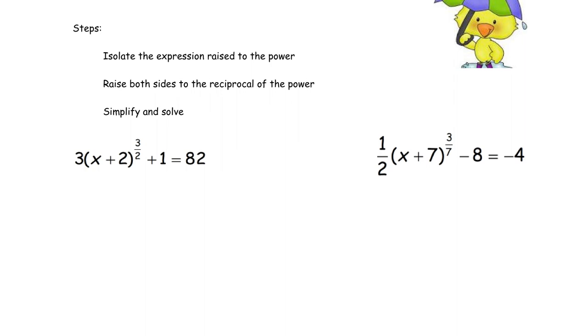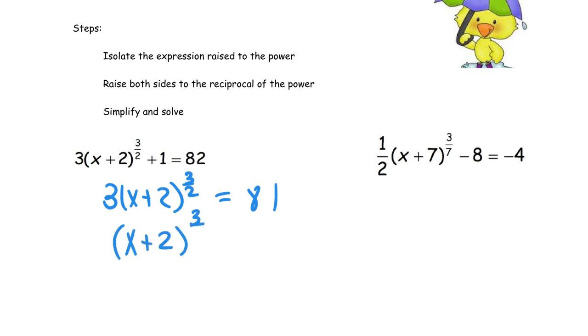We'll go ahead and do it together. Looking at the one on the left, what would be your first step? So I got 3x plus 2 to the 3/2 equals 81. Is that correct? Then what would you do?